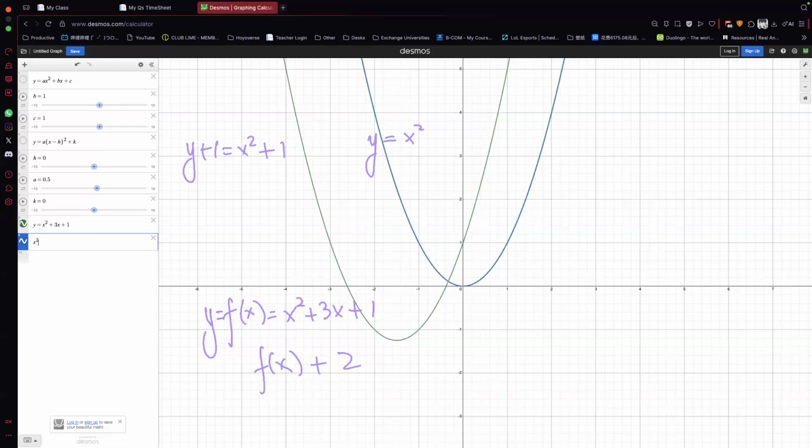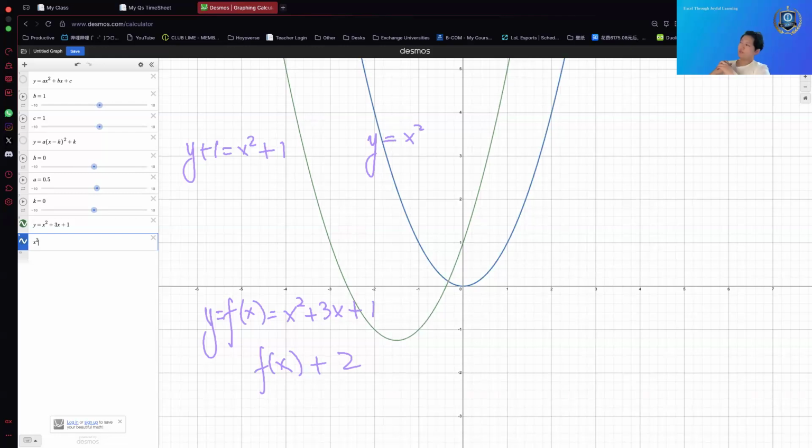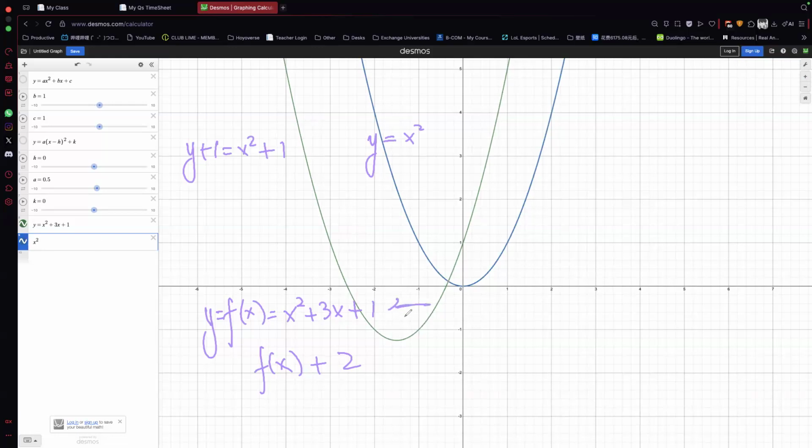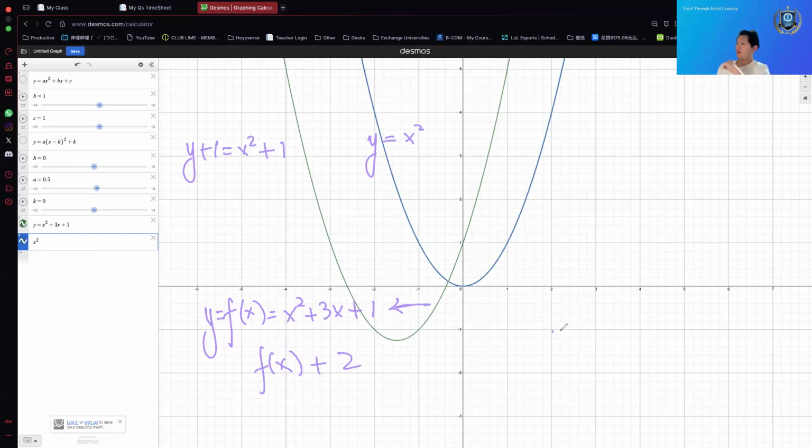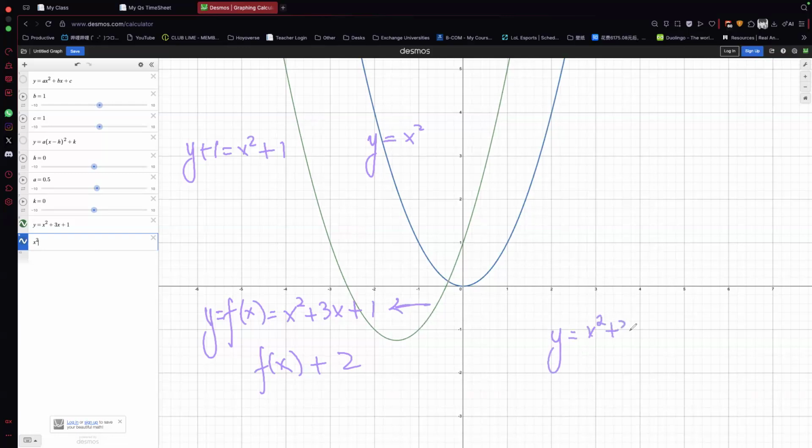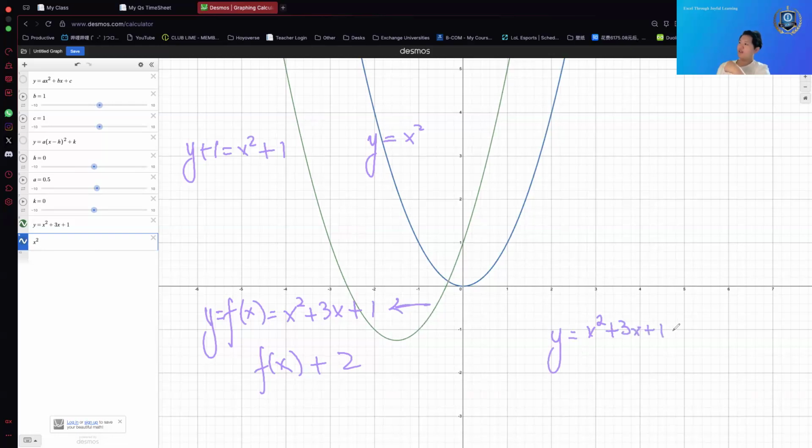F of x plus 2. So you're just adding 2 on at the end. What's f of x? The entire thing here, right? Yep. That's f of x. So if I'm going to do f of x plus 2, I would just get y equals what? x squared plus 3x plus 2. 1, then plus 2, which is plus 3, right?